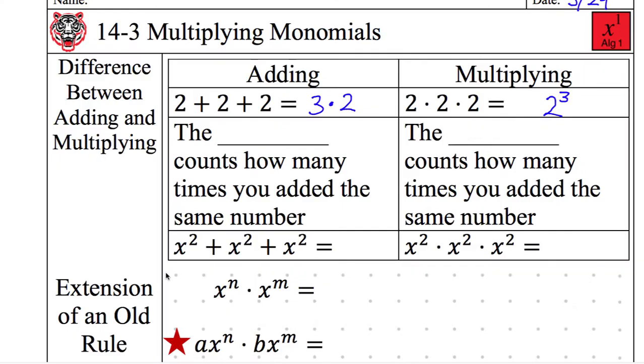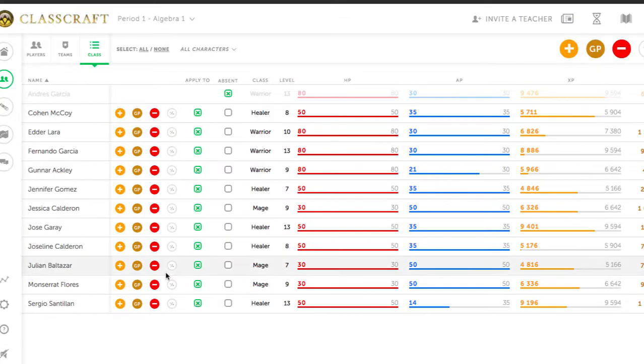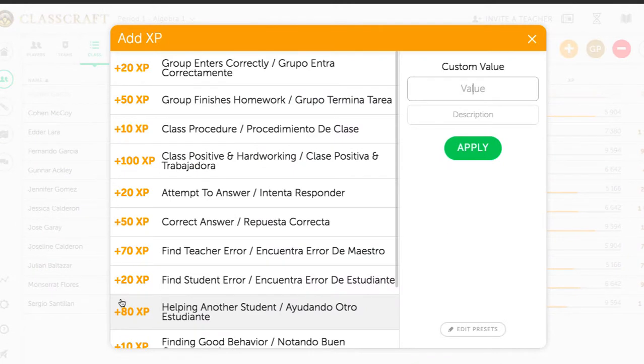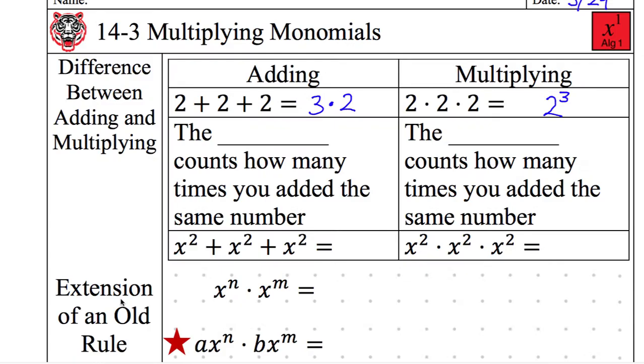All right. So I need to fill in these words. The what counts how many times you added the same number. Or do you have a question? Can I get XP because I saw the... Sure. You just got to ask for it. From yesterday too? If you asked for it yesterday, I would have given it to you. 50. Just got to ask, guys.